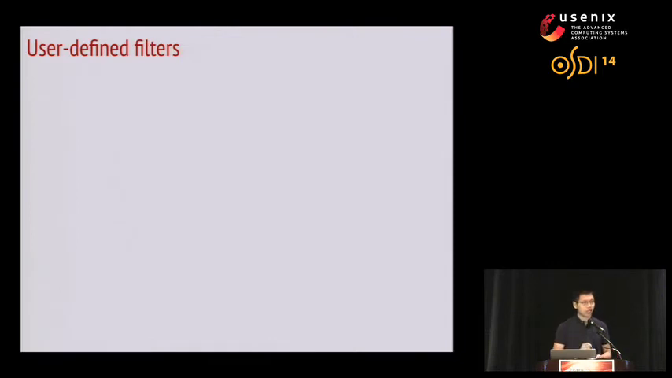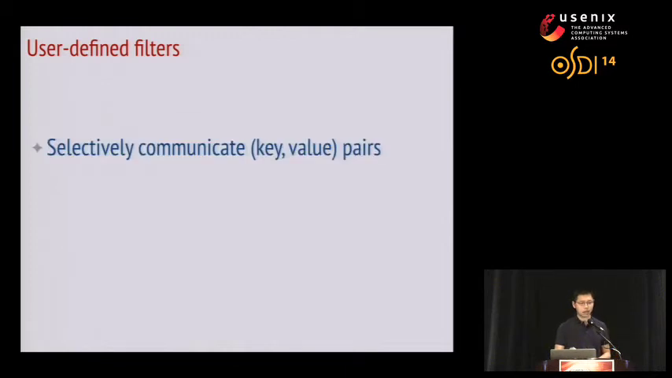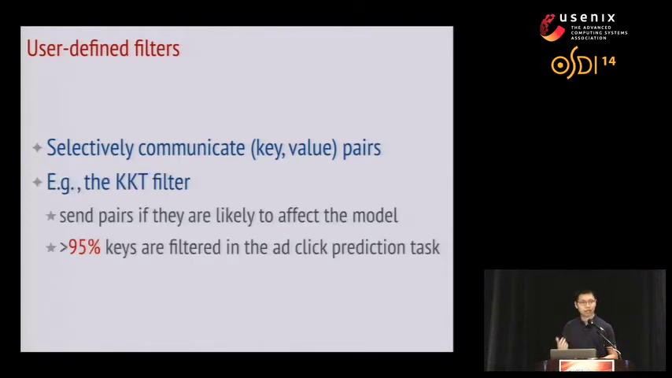And the task dependency controls data consistency between tasks. We can do more. We can do fine-grained control of the data consistency using user-defined filters. It does so by selectively communicating key-value pairs. For example, we designed a KKT filter. It only pushes part of the gradient if this gradient is likely to affect the model, by examining the optimality condition of the machine learning algorithm. We applied this filter to the ad-click prediction task, and we found that during running, more than 95% of keys are filtered. So we save a lot of network traffic here.